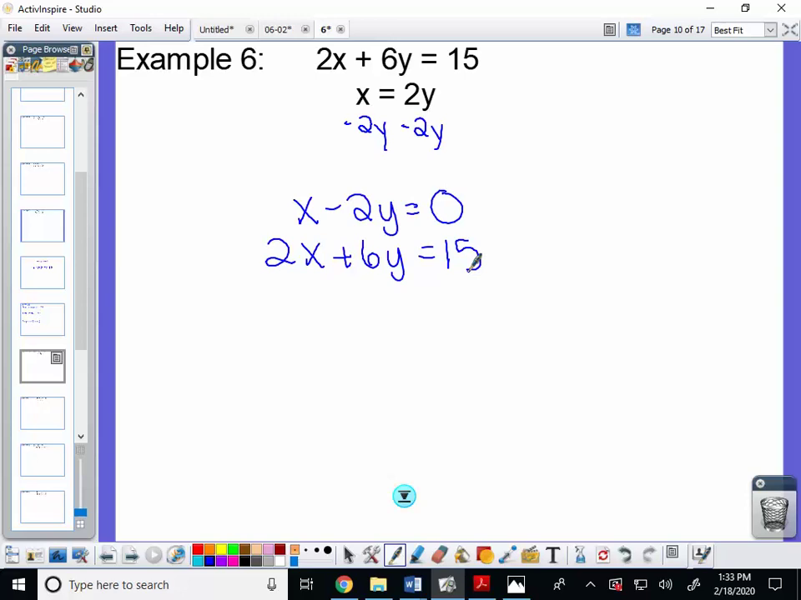We talked about elimination the last time we had class, and we said in order for elimination to work, we have to have opposite terms. 2x and negative 2x, or 6y and negative 6y. Do I currently have opposite terms? No. I don't. So here's where the multiplication comes into play. I want to multiply one of these equations by some number so that I have opposite terms. What value could I multiply by?